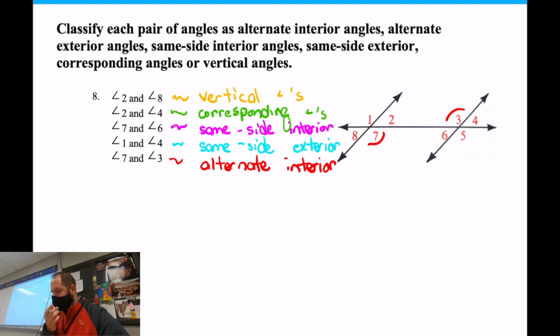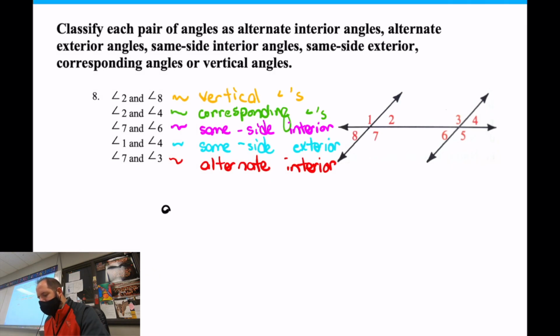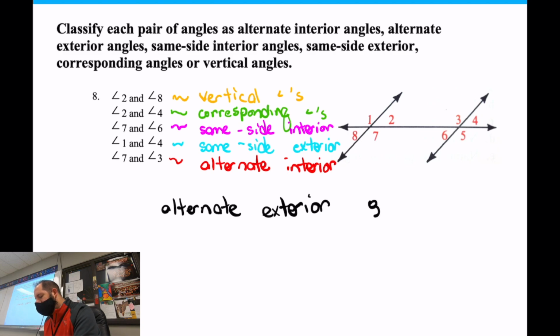The only one I didn't use was alternate exterior. Can I get a different volunteer now that can give me an example of alternate exterior? Just give me the numbers. So alternate exterior. 8 and 4. Yep. So let me pick this one. So alternate exterior. Exterior would be like 8 and 4. They're on the outsides. They're alternating sides of the transversal.